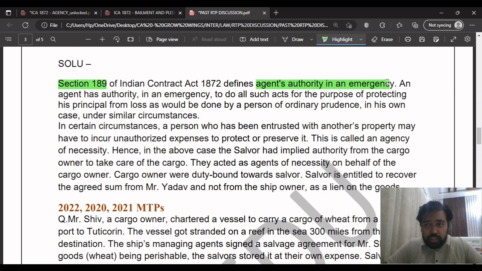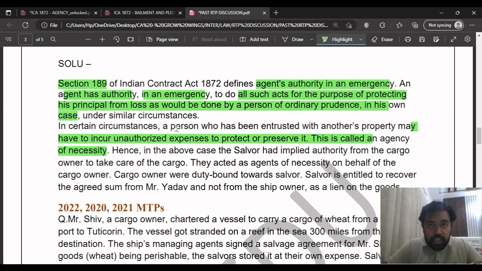An agent has the authority, in case of emergency, to do all such acts for the purpose of protecting his principal from the loss that would have been done by a person of ordinary prudence in his own circumstances, in his own case. Okay. And next is agency out of necessity.